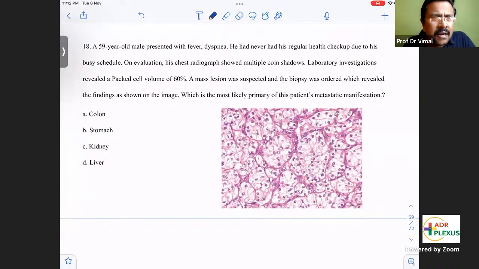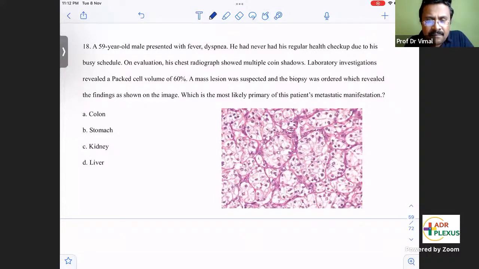Another question: a 59-year-old male presented with a fever and dyspnea, and he had never had a regular health checkup due to his busy schedule. On evaluation, his chest radiograph showed multiple coin shadows. Laboratory investigations revealed a packed cell volume of 60%. A mass lesion was suspected, and a biopsy was ordered, which revealed the finding as shown in the image.